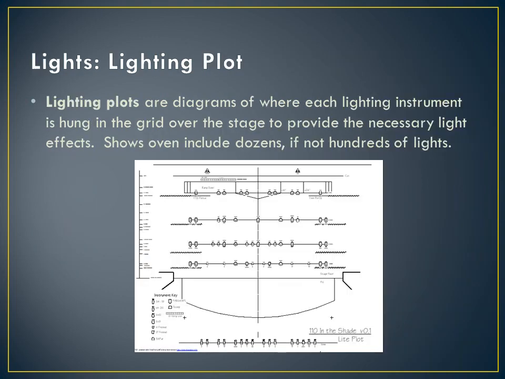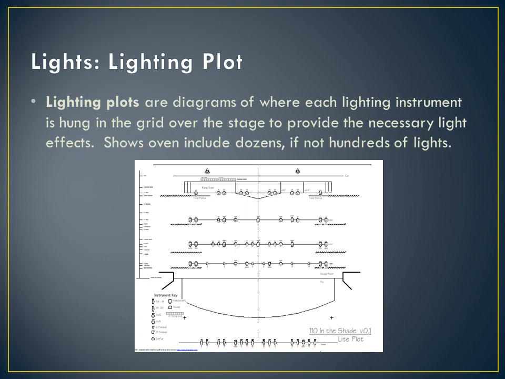The technical drawing for the lighting designer is the lighting plot, and if you can see there, it's pretty complicated, and the picture here is one of the simpler sorts of lighting plots that exist. Basically, a lighting plot shows where every single lighting instrument is hung on the grid. The grid is the series of pipes and bars above most stages that allow you to hang lights.